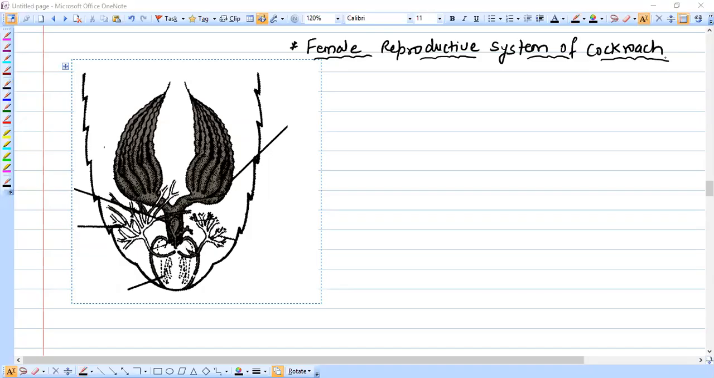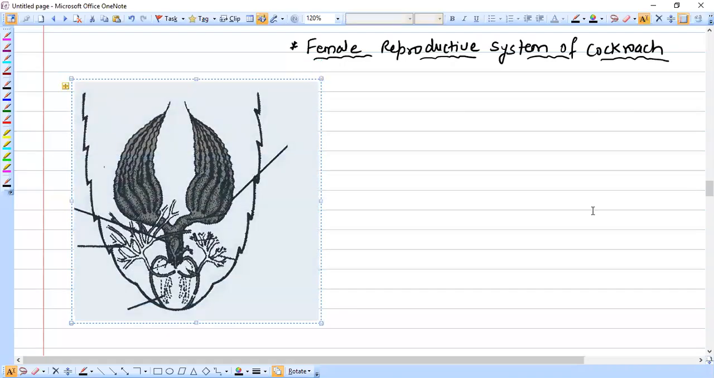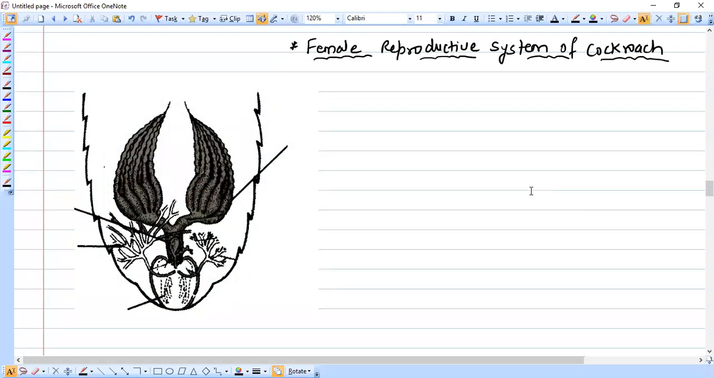So very first, we will say that the female reproductive system consists of a pair of ovary. This is what I can show you, a pair of ovary. These are the ovary, and above this ovary, these are nothing but ovarioles. This is considered as an ovariole.